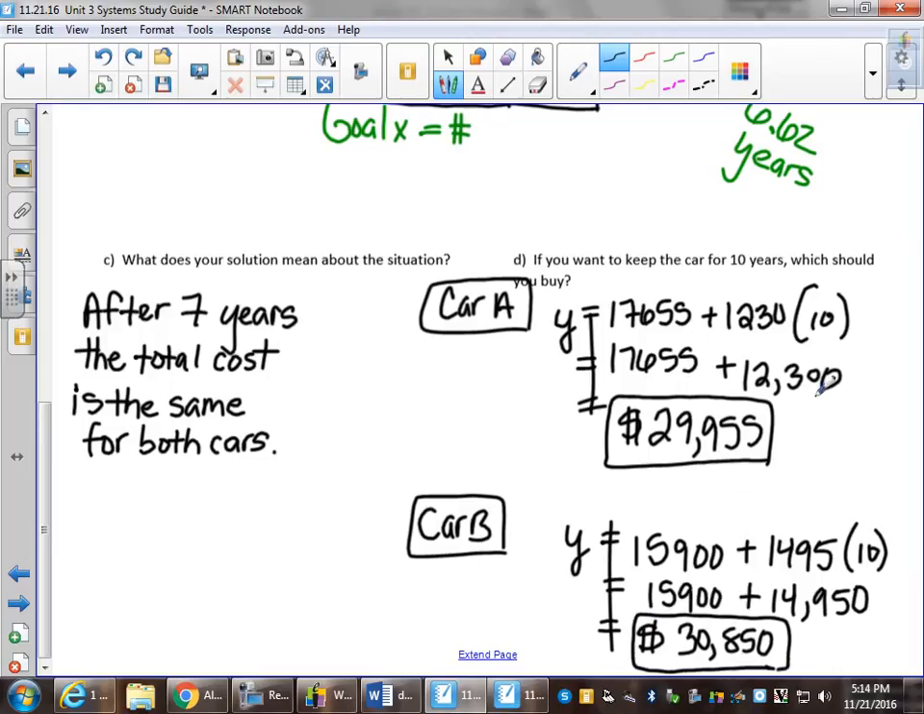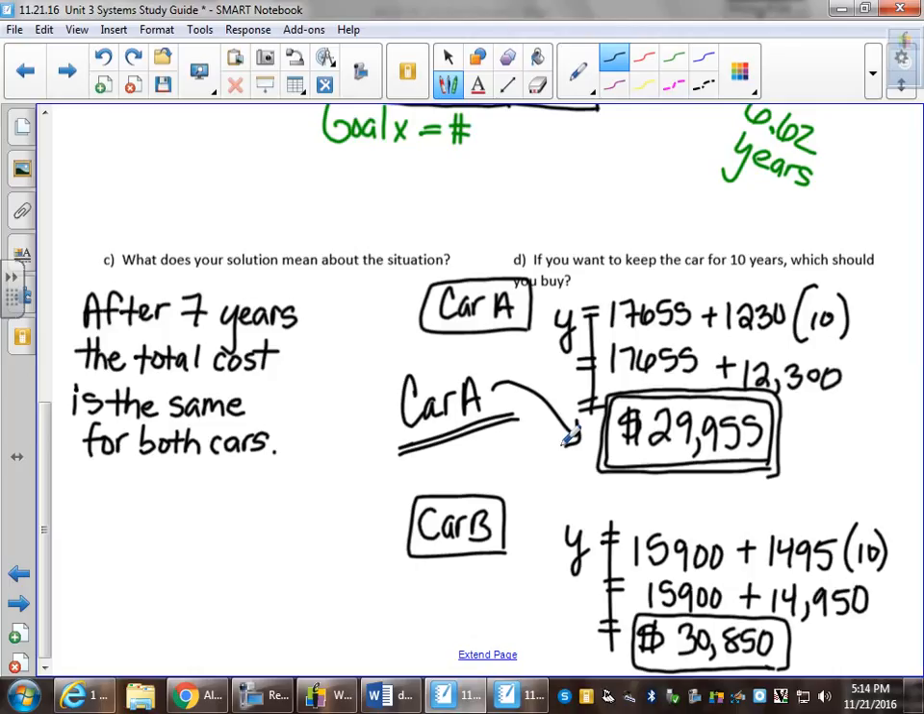So let's answer the question. If you want to keep the car for 10 years, which should you buy? We would want to go with the cheaper cost. So car A, and here's the math to prove it. So you could write a sentence, choose car A because its cost is cheaper, or double box it, somehow indicate to me that you know based on the math that car A is a better choice.